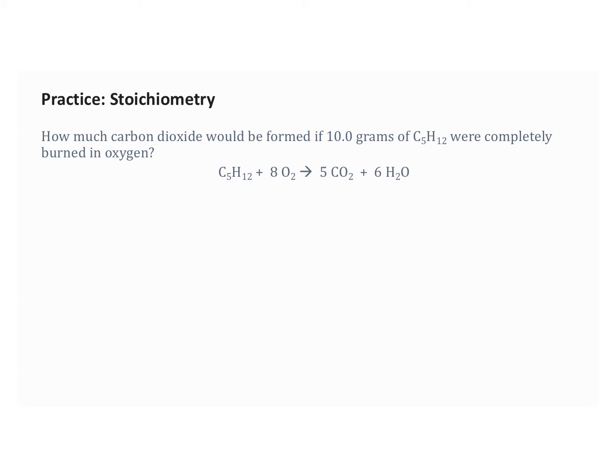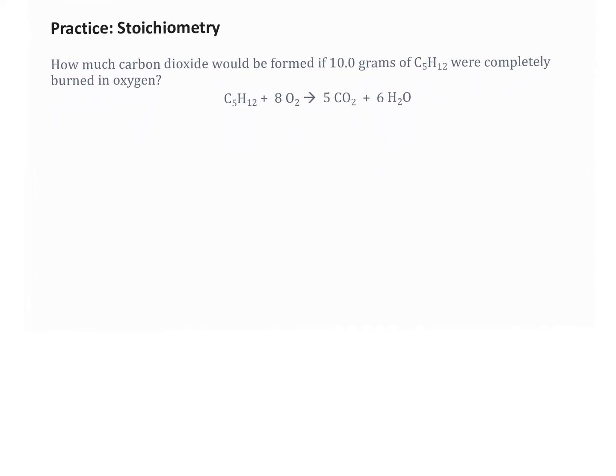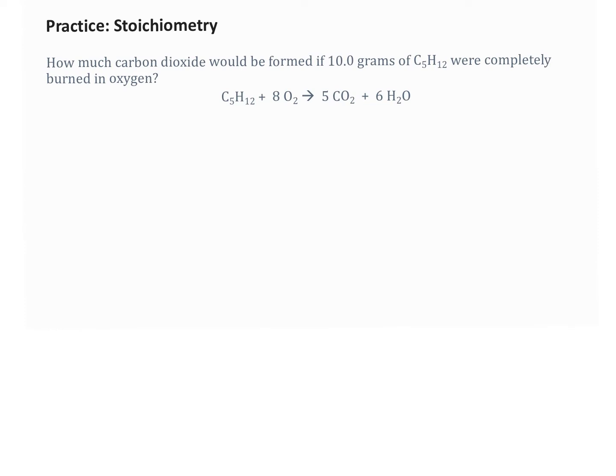So let's practice this. Here's our question. How much carbon dioxide would be formed if 10 grams of C5H12 were completely burned in oxygen? This is how I approach the problem. I have 10 grams of C5H12. It's completely burned in oxygen, and I'm asked how much carbon dioxide. Now, a lot of times this will say how much in grams, but if you hear how much like this, most of the time grams is what you're looking for.